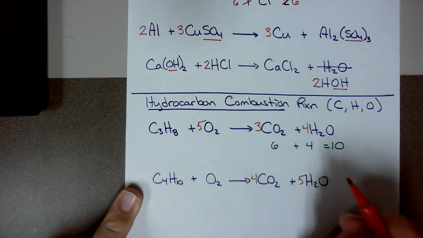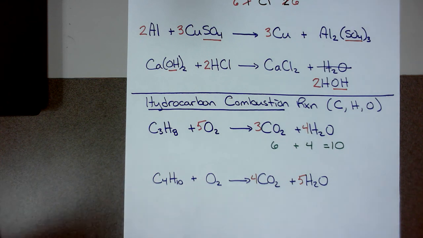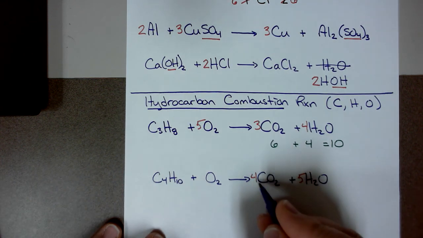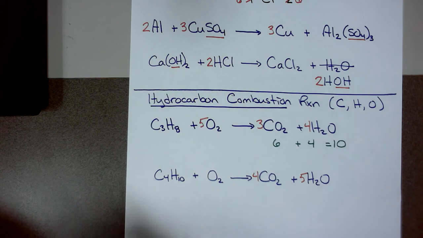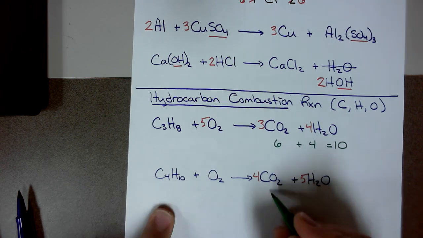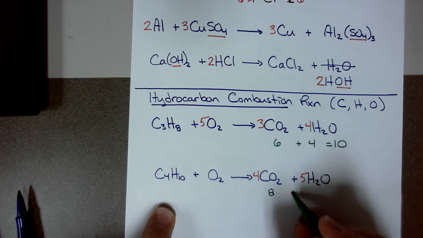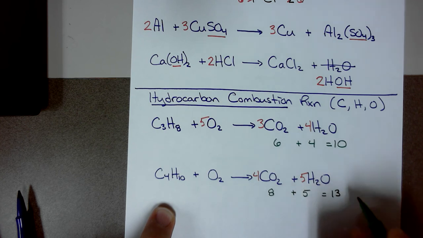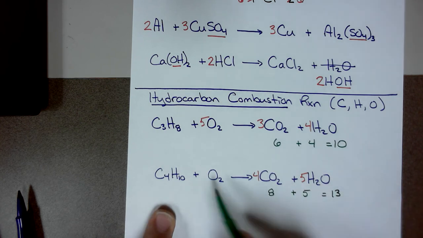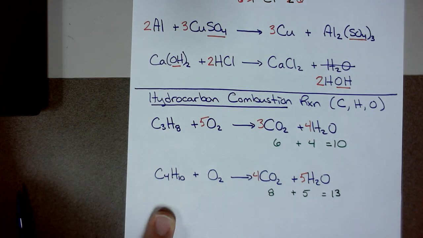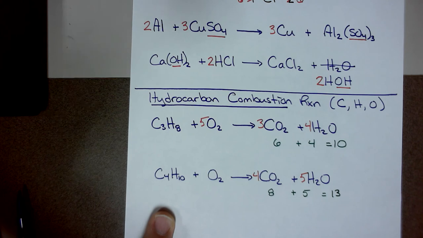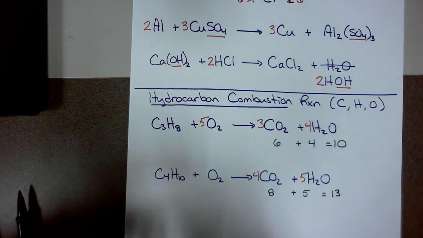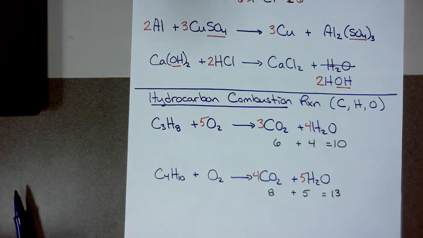Now I'm going to count my oxygens. So that's 4 times 2, that's 8 oxygens. Let me use green so we can keep track. So we have 8 oxygens plus 5 times 1 is 5. That's 13. Now the problem is 13 is an odd number. This is an even number, so I can't divide an even number into an odd number. So I have to make this even somehow. And the way to do that is to double everything except for the O2.